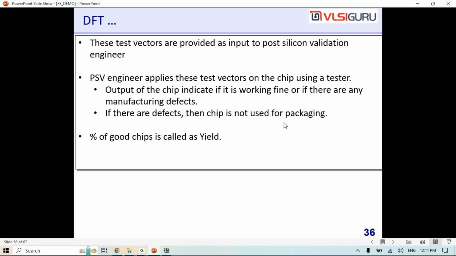So the percentage of good chips is called what? Yield, right? Yield is what percentage of chips is good. Out of 100 chips, let's say 82 are good, then what is the yield? 82%.